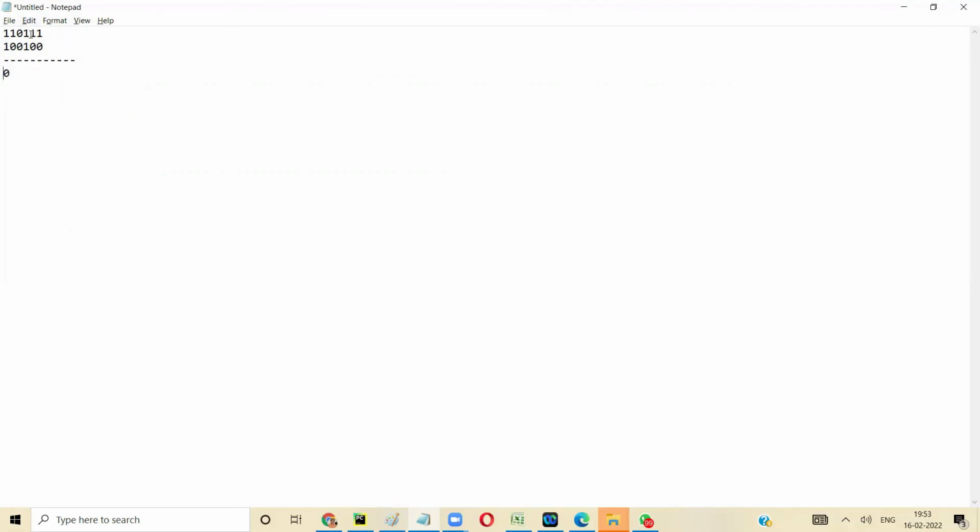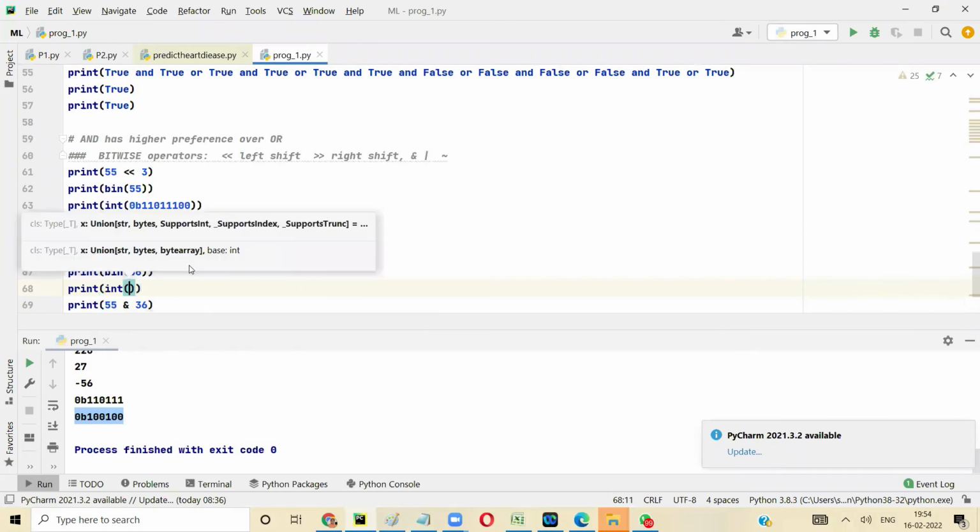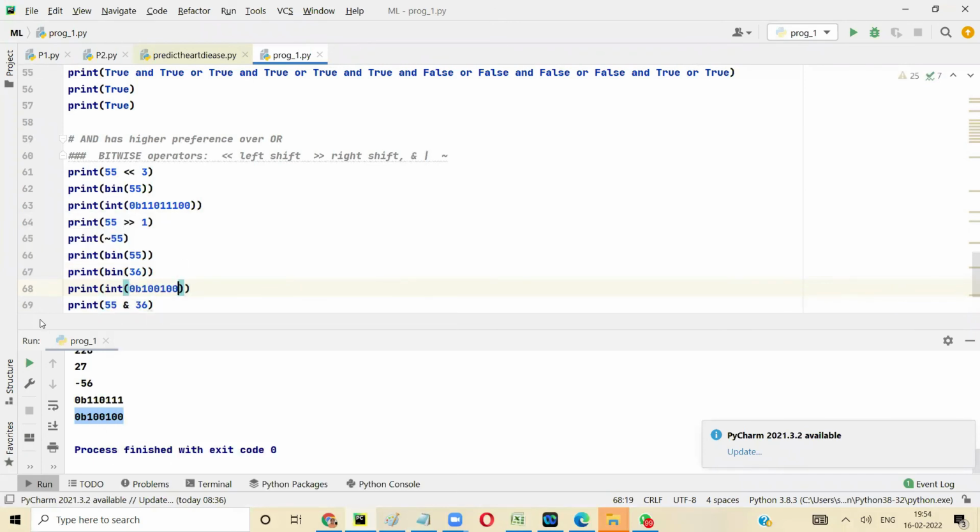Next is again 1 and 0, 0. Next is 1 and 1, 1. Next is 0 and 0, 0. 0 and 1, 0. 1 and 1, 1. So the answer is 1 0 0 1 0 0. Now if you want to check this, I'm going to print int of 0b with this number. 1 0 0 1 0 0 is 36. You see, the answer is 36. So when you do 55 and 36 bitwise and, you get 36.